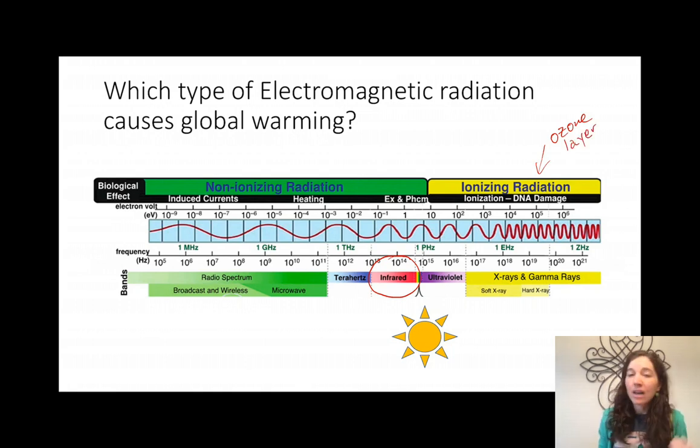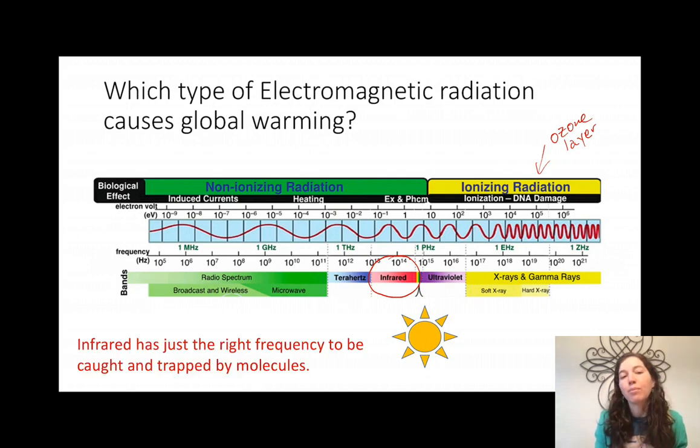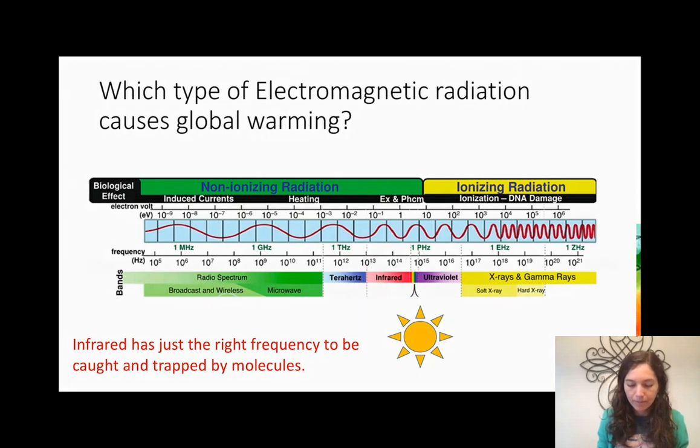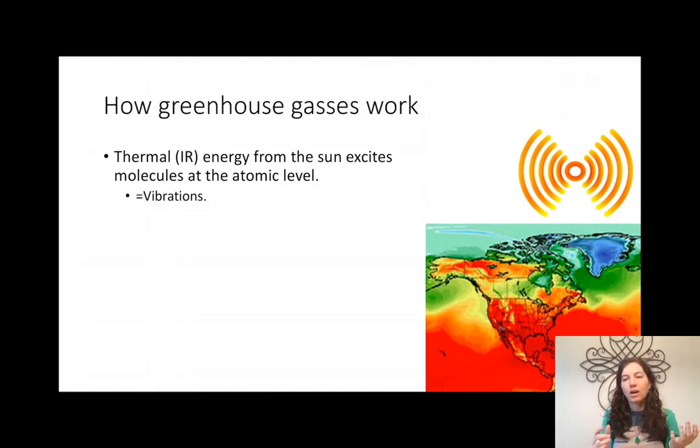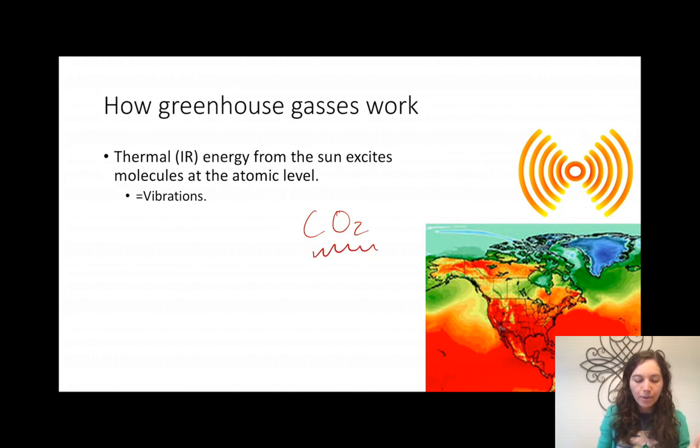That's where our ionizing radiation from the sun goes. Now our infrared is not absorbed by the ozone layer, it goes through, and it's absorbed by other things in our atmosphere. Infrared in particular has just the right frequency to be caught and trapped by molecules and cause them to vibrate. Essentially, this energy comes in, it hits things like CO2, and it causes them to vibrate. That's how the energy gets trapped, because it's inside the molecule.